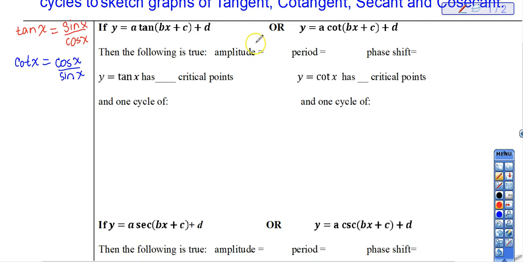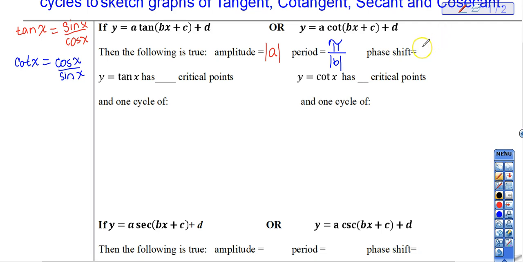Okay, amplitude, again, I'm going to continue with my color coding. Amplitude is still the absolute value of A. Period, however, for tangent and cotangent is different, and I'll illustrate that on the unit circle here in just a second. Period is pi divided by the absolute value of B. So you'll see one full branch of the tangent or cotangent function over a period of pi divided by B.